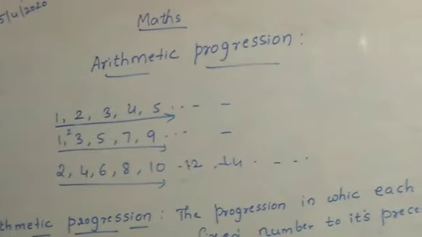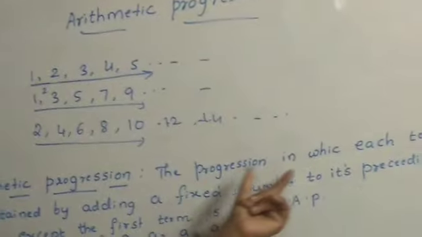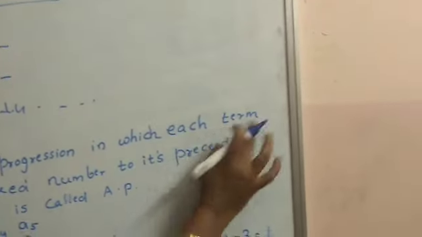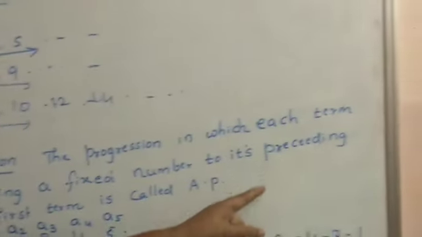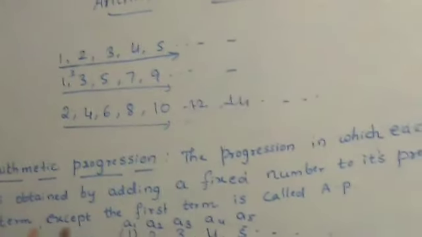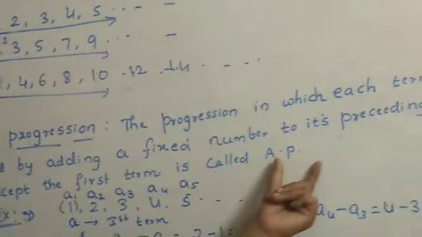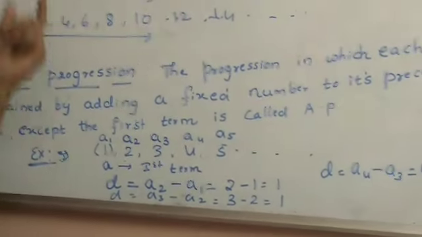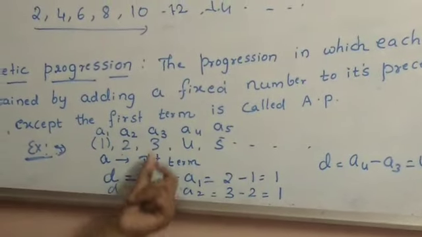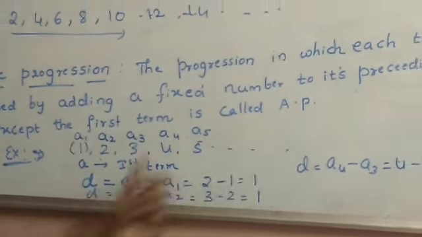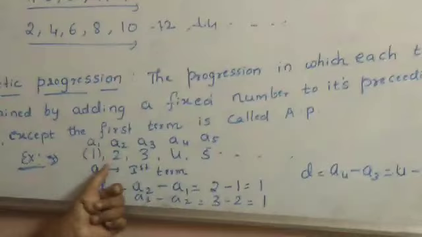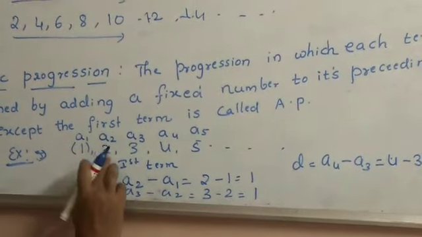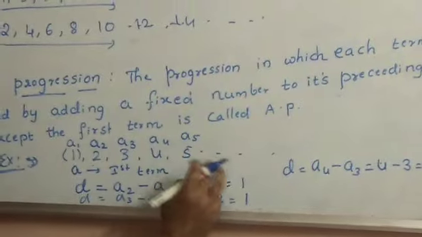Let me explain once again this one. What is an arithmetic progression? The progression in which each term is obtained by adding a fixed number to its preceding term, to its previous term, except the first term, is called an AP. Example, you can take the counting of numbers 1, 2, 3, 4, 5, and so on. Here A1 is called the first term, that is 1 here, and A2, the second term, A3 the third term, A4 the fourth term, like that, A5, and so on.